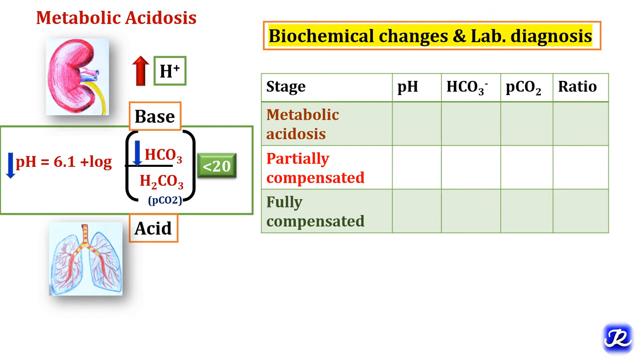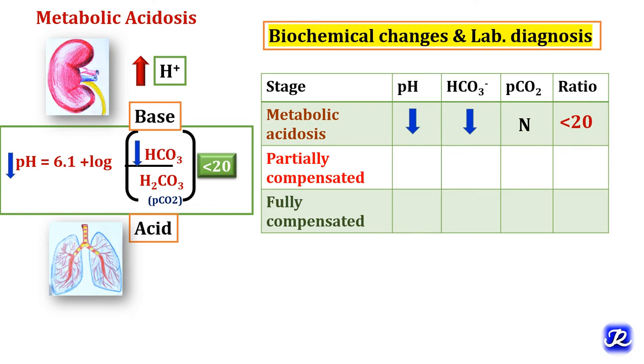What are the biochemical changes in various stages of compensation? If we know the values of pH, bicarbonate and partial pressure of carbon dioxide, we can easily diagnose the various stages of compensation, and we can also diagnose any acid-base disorder. So we know that in metabolic acidosis, pH is reduced, bicarbonate concentration is reduced, partial pressure of carbon dioxide is normal, and the ratio of bicarbonate to carbonic acid is less than 20.